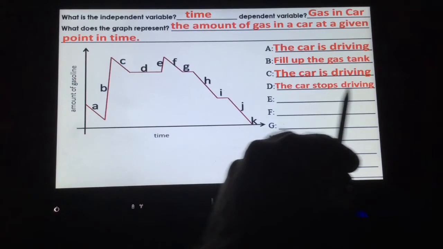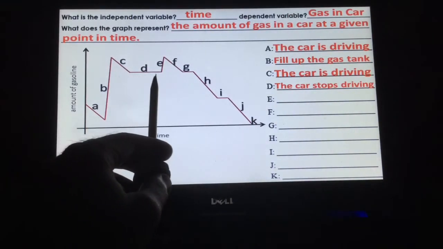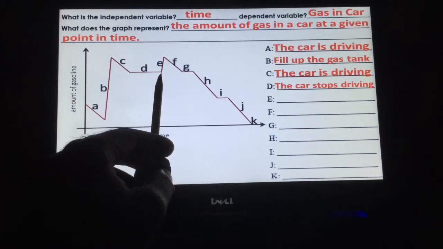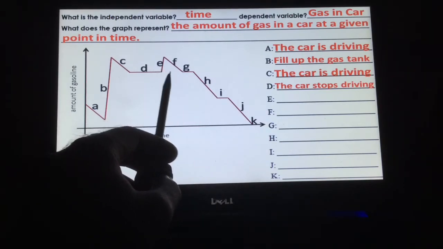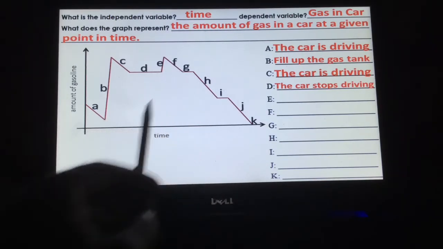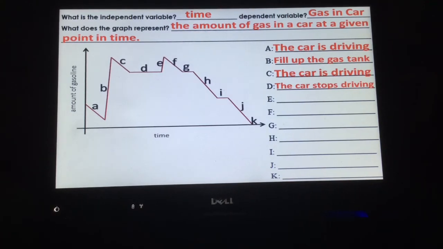The car stops driving because the gas isn't moving at all. Okay, now I want you guys to try the rest of these on your own. You can see that there's increasing, decreasing, and there's also horizontal lines in there. So go ahead and figure out what E through K are on your own.